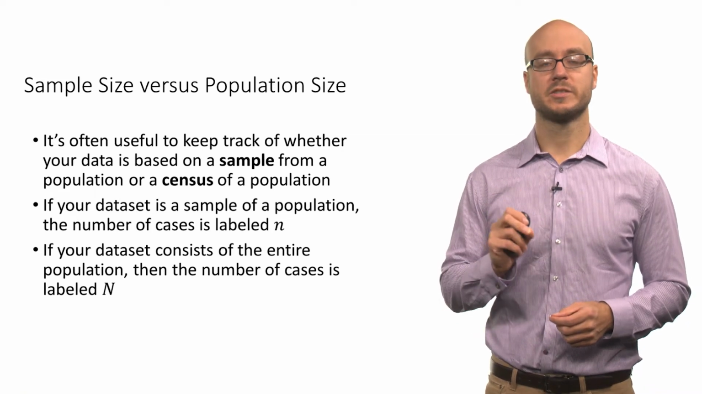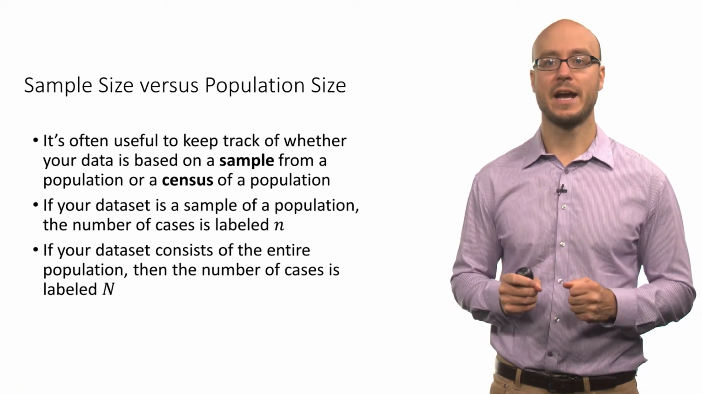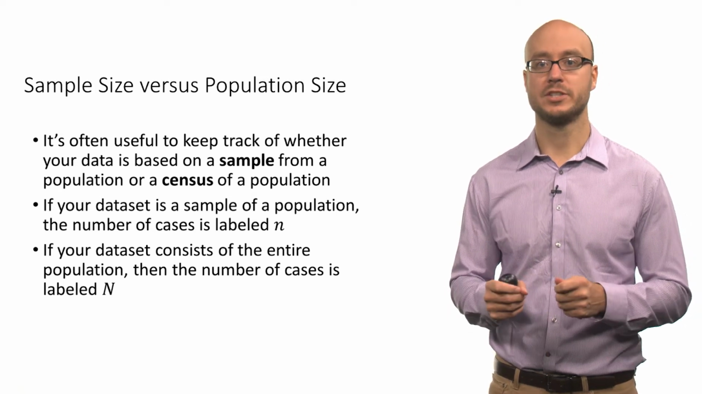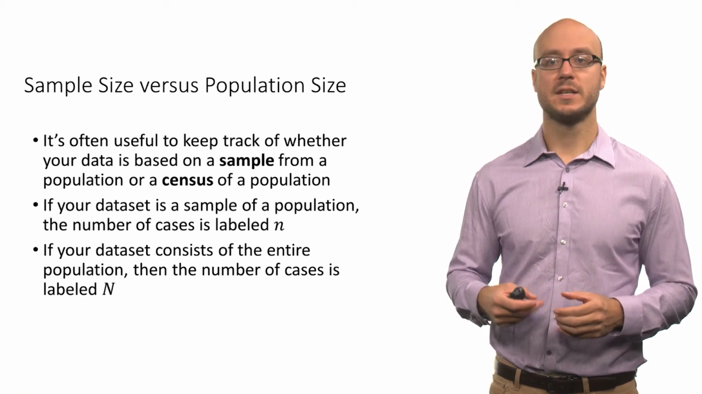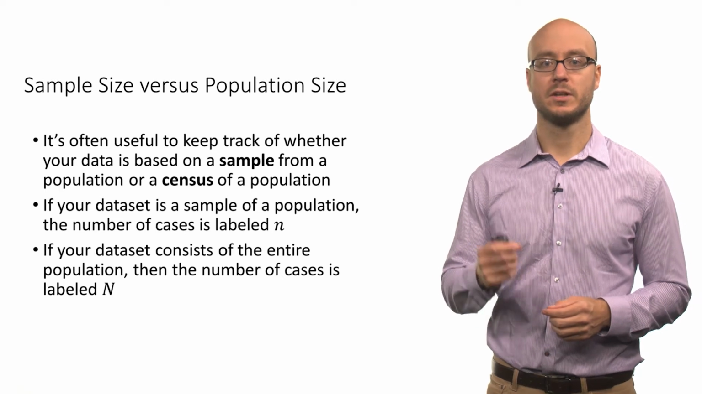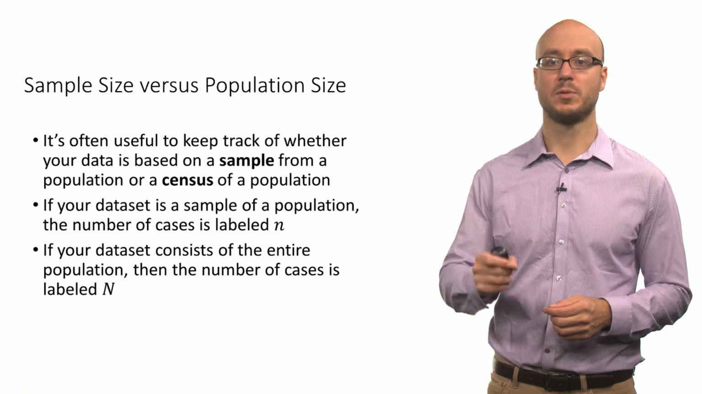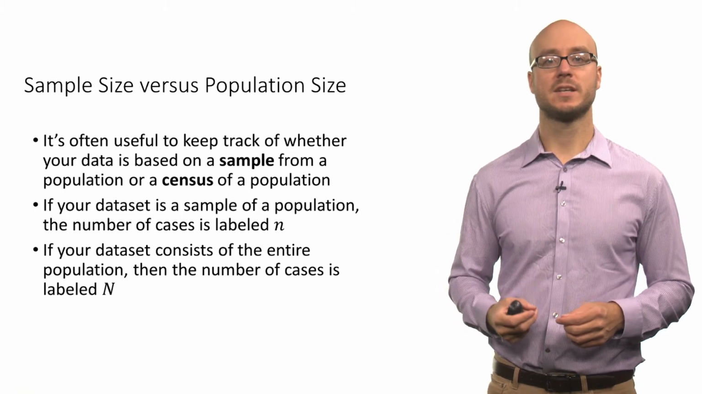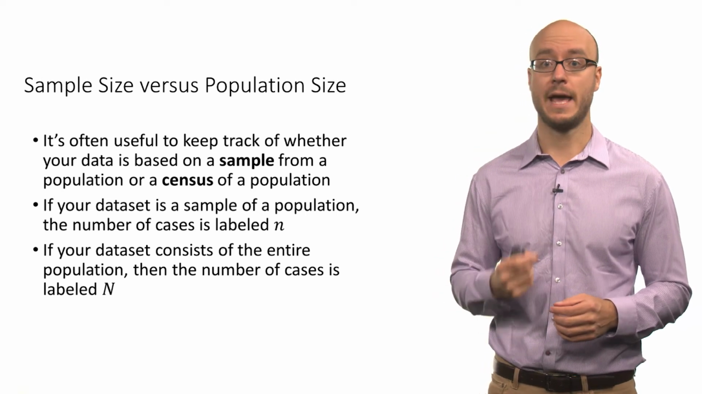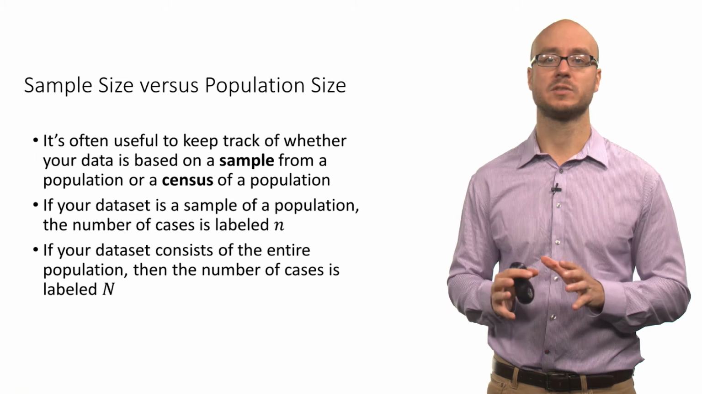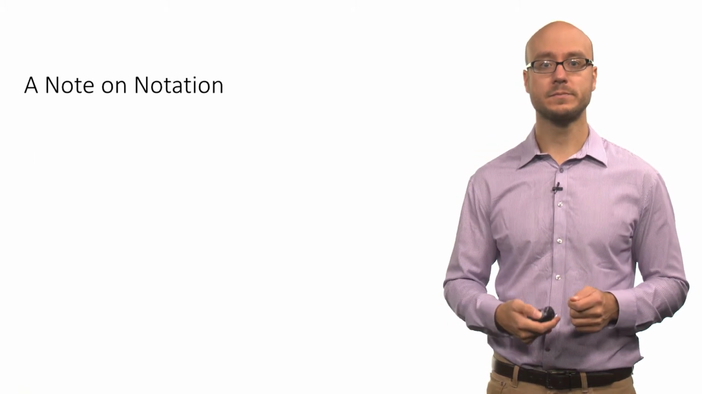It's also useful to distinguish between sample size and population size. The idea is that you want to keep track of whether you have a sample of data or a population, meaning you collected your data from a census. If your data set is a sample of a population, the number of cases, the total number of rows in your data set or data frame, is labeled with a lowercase n. If your data set consists of the entire population, then the number of cases is labeled capital N. And this is just so we can remind ourselves whether we're dealing with a population or a sample when we look at our data set.